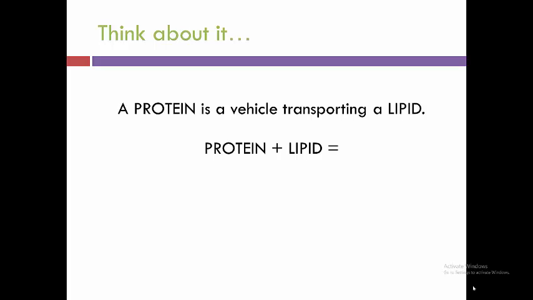A protein, you learned in the protein chapter, often serves in the role of acting as a transportation vehicle for other substances in the body. So if a protein is the vehicle transporting a lipid, a type of fat, then it makes sense that when you put the word protein together with lipid, you get the word lipoprotein.